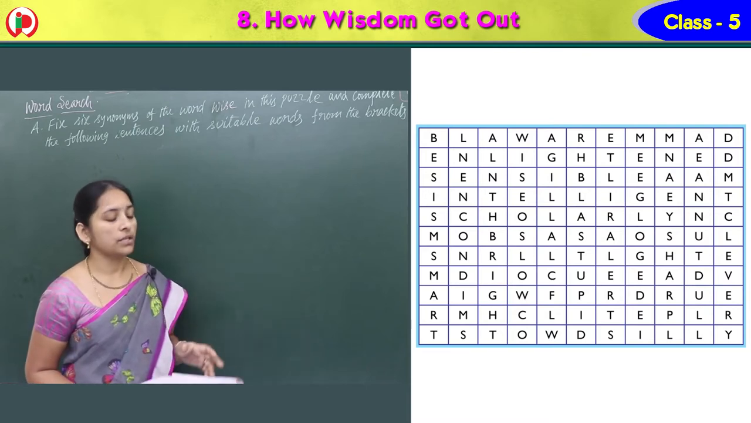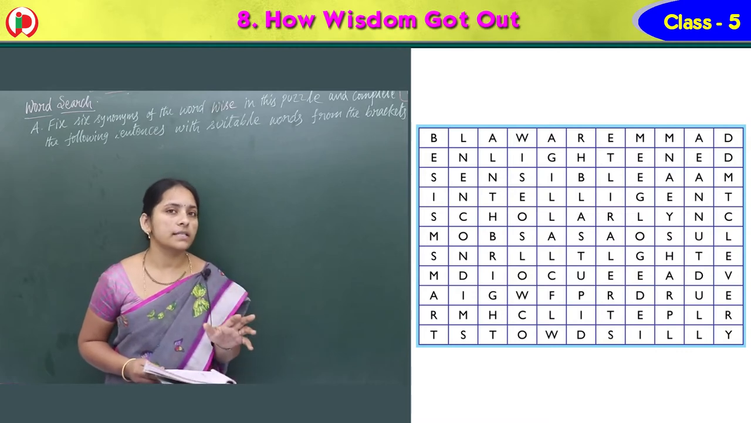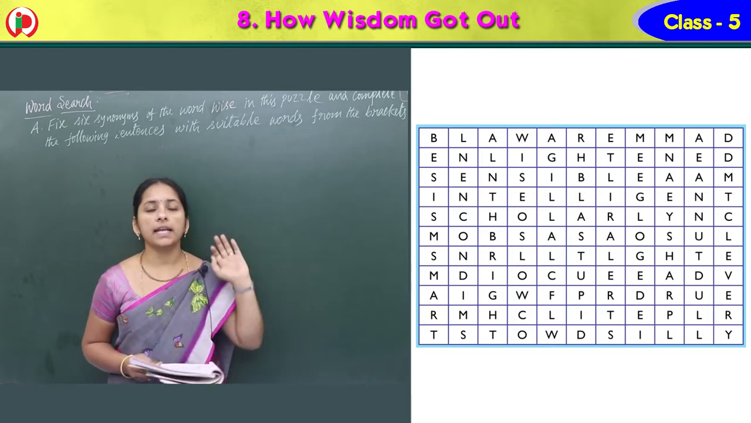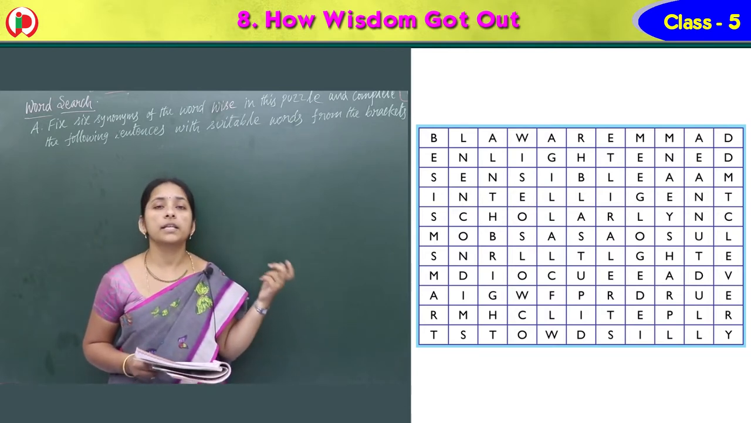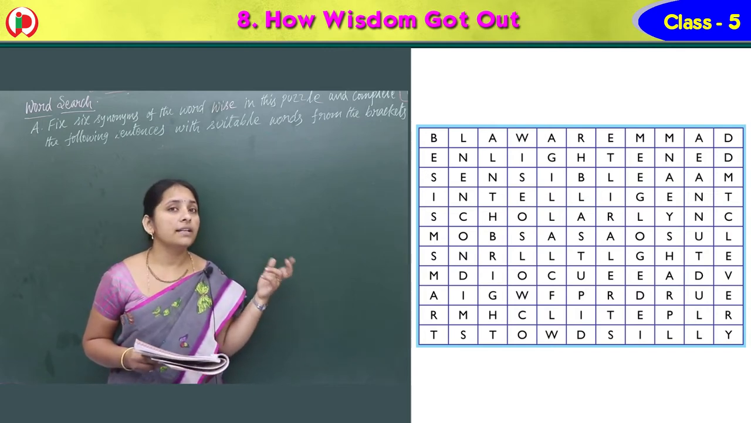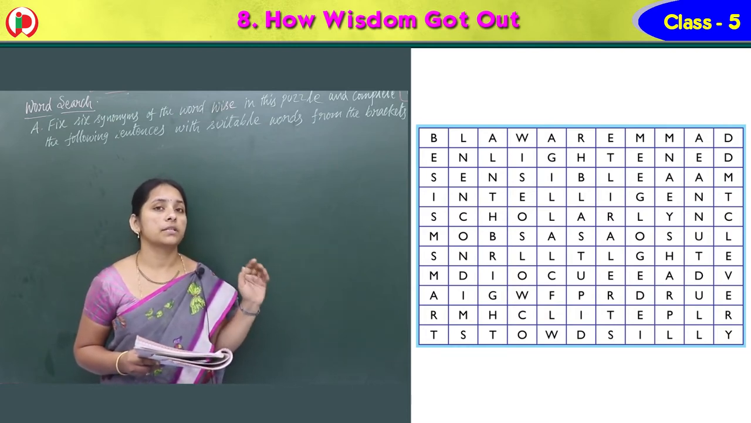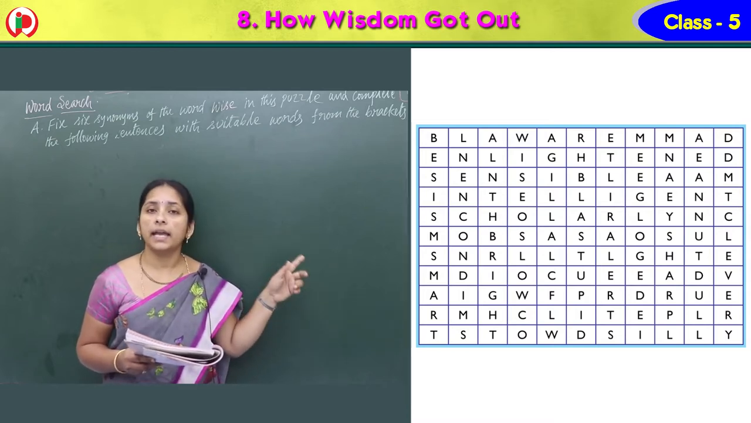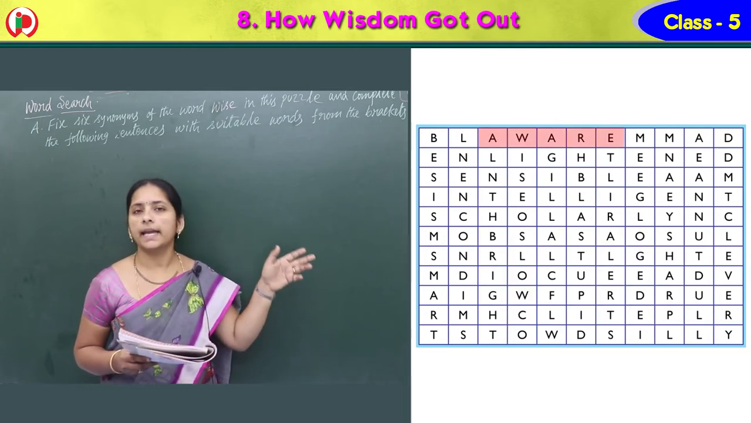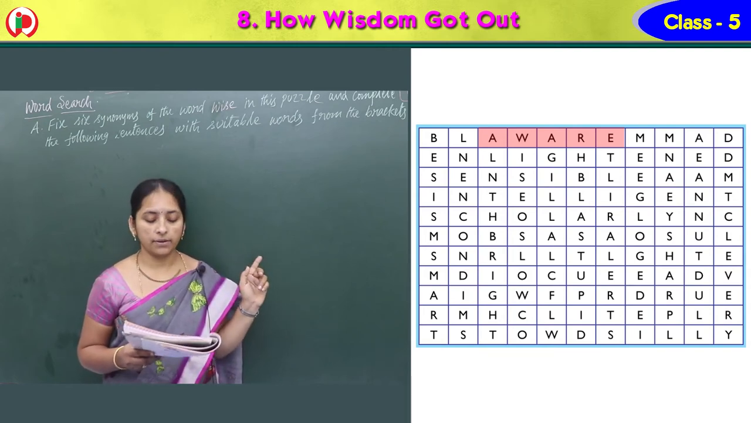Okay, children, see the puzzle, all of you. So what are the meanings of wise? One by one you see. Whatever you find, you tell me. See the first line. Anything you can find? First line you see, what is that? Yes, I saw one thing. Third line onwards, if you see, third letter onwards. First line, third letter, what do we have? A, W, A, R, E. Very good. Aware. So in the first line, from the third letter, you have aware.